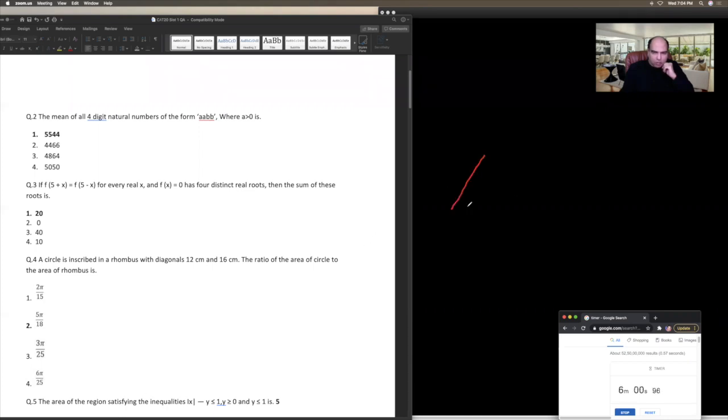A circle is inscribed in a rhombus with diagonals 12 and 16. So if it's a rhombus, this diagonal is 12 and this one is 16. The diagonals of a rhombus bisect each other, so this is 8 and this is 6, then this will be 10. Sorry, this will be 10. And this... No idea, let's leave this one also.